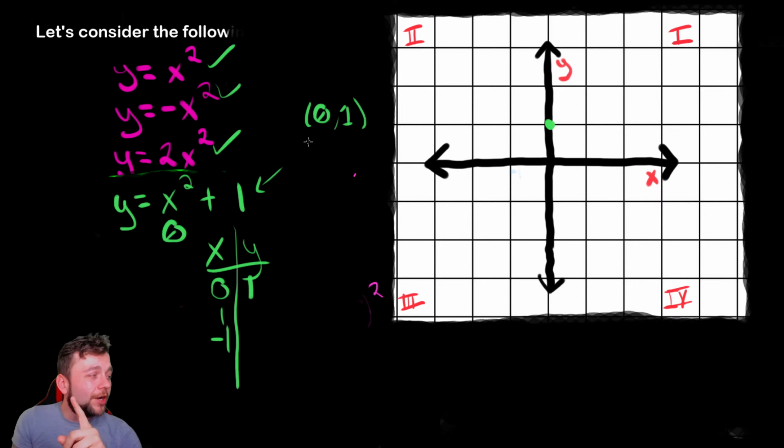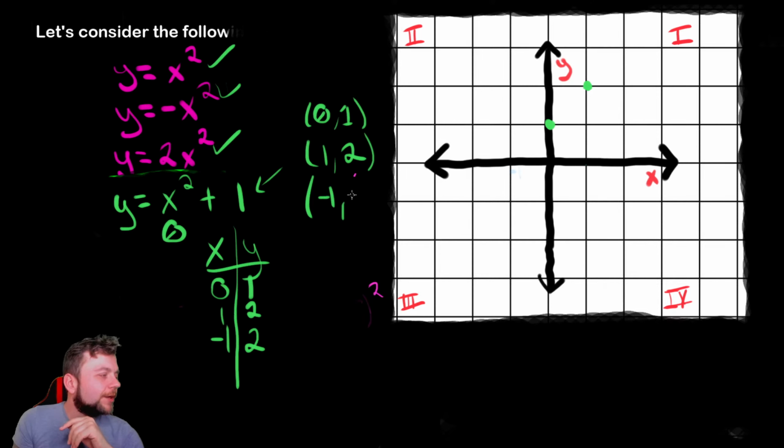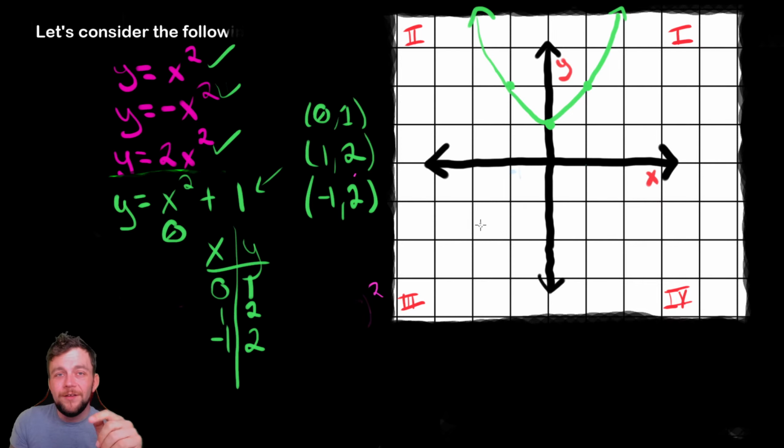Okay? And then our next point of 1, so 1 squared is 1, plus 1 is 2. So 1, 2. So then it would be 1 and then up 2. And then our next ordered pair, -1, same rodeo, same show, 2. So we will be right there. And all it did when we did that plus 1 is it shifted our graph up 1. Is that okay?